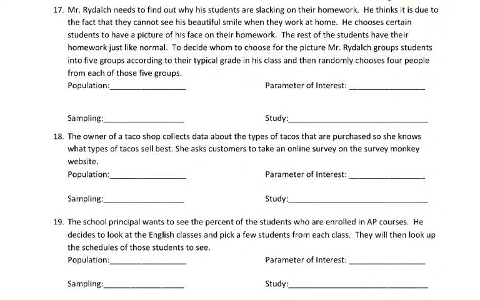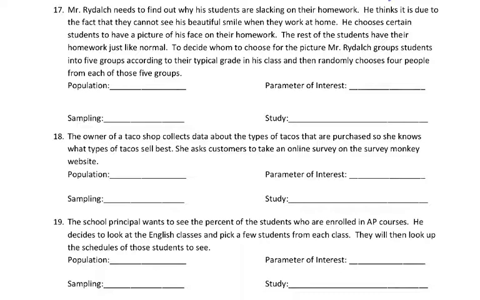All right, 17. Mr. Radalch needs to find out why his students are slacking on their homework. He thinks it is due to the fact that they cannot see his beautiful smile when they work at home. He chooses certain students to have a picture of his face on their homework. The rest of the students have their homework just like normal. To decide whom to choose for the picture, Mr. Radalch groups students into 5 groups according to their typical grade in his class, and then randomly chooses 4 people from each of those 5 groups.